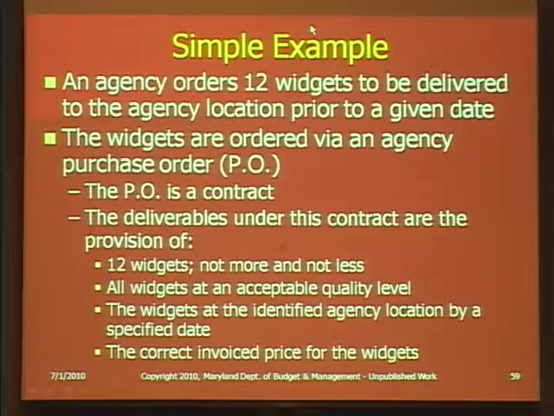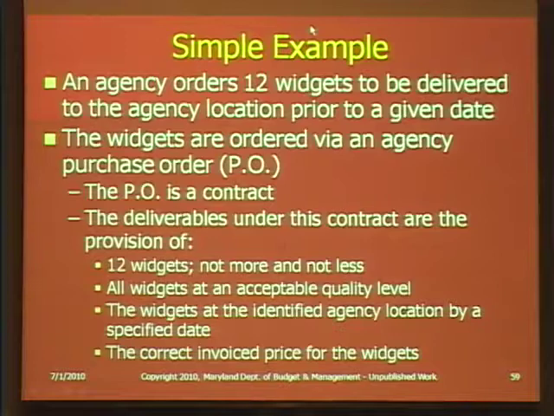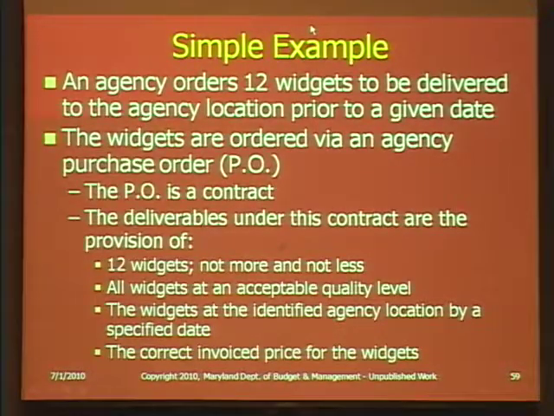So we're going to buy 12 widgets, and a purchase order is issued for 12 widgets to be delivered to a specific agency location at a specific time. And they are ordered via purchase order. And in this instance, a purchase order is a contract. And a lot of people at times ask me, is a purchase order a contract? And the answer is yes, a purchase order is a contract. So that is a constant.